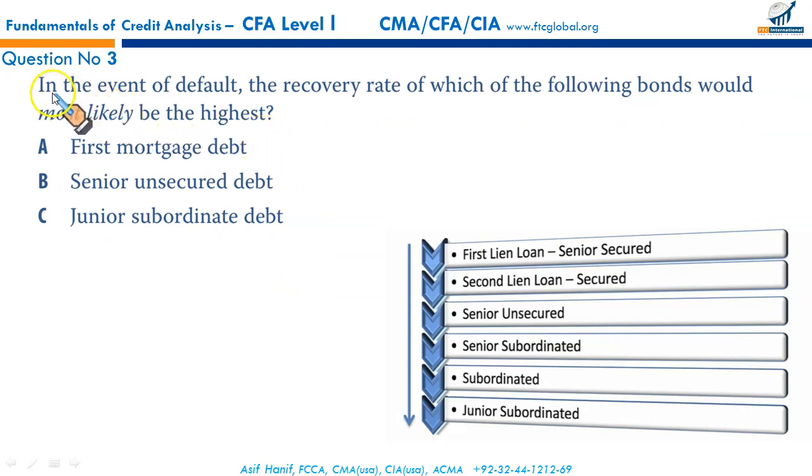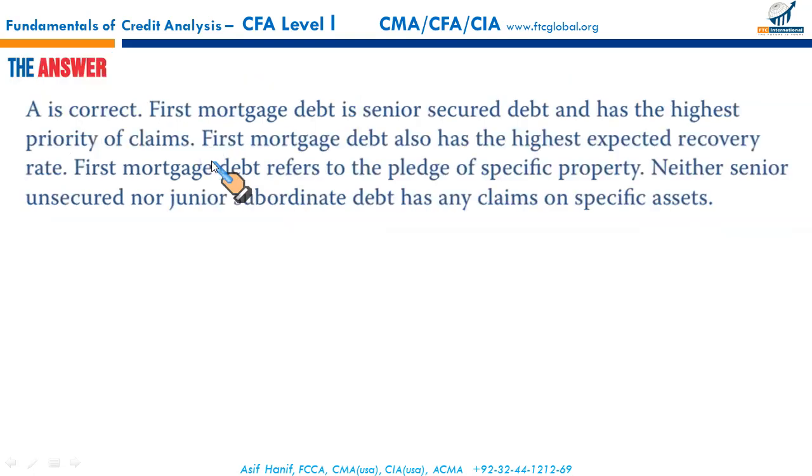Next, question number 3. In the event of default, the recovery rate of which of the following bonds would most likely be the highest? Which of these bonds would have the highest recovery rate? Of course, the bonds that are highest in hierarchy get the highest recovery rate, that is the first lien loan or senior secured bond. So that gives you the first mortgage debt, A, to be the correct option, and A it should be.